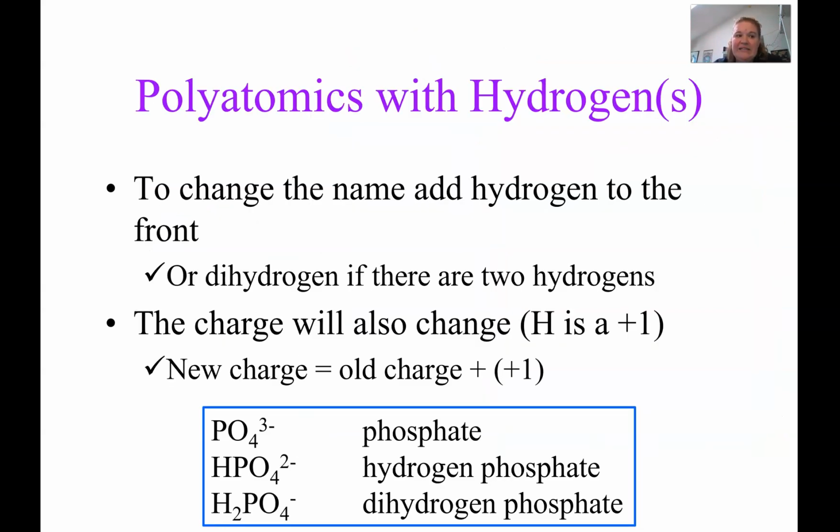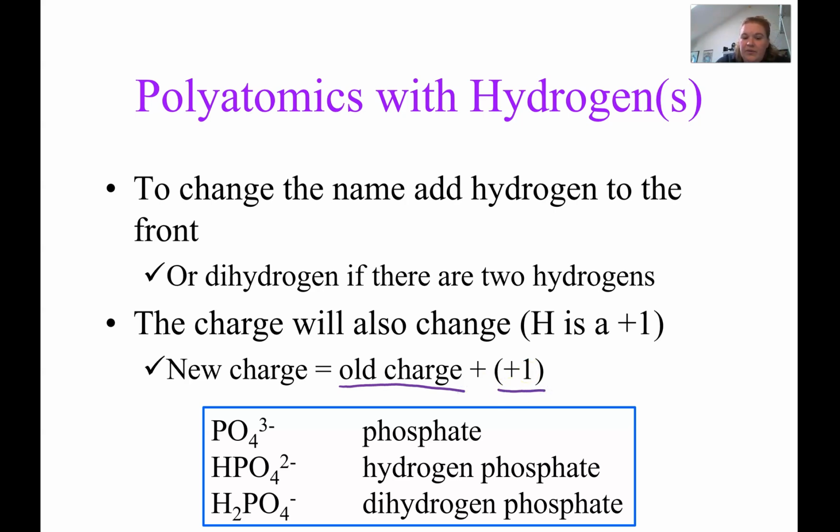All right, the last type of anion, remember we had 3 anion types. We had nonmetals, and those just become ides, like oxide. We had polyatomics, and then our last category are polyatomics with hydrogens. So we add the word hydrogen to the front of the name, but this is also going to change the charge. Hydrogen's a +1, so we're going to take whatever the old charge was, and add a +1 to it.